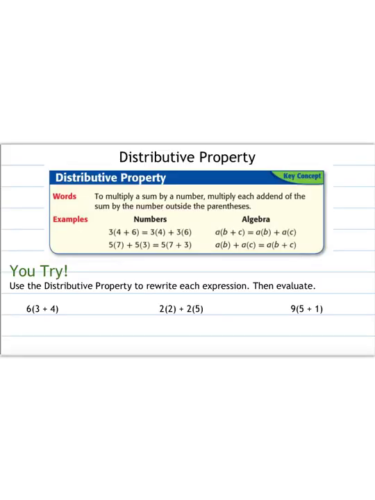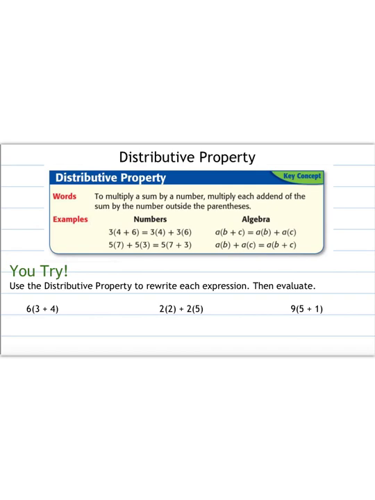All right, our first property here is the distributive property. If you think about the word distribute, like when I distribute something in class, I hand each person a piece of paper. So the definition of the distributive property is to multiply a sum by a number. You multiply each addend, okay, each number that you're adding of the sum by the outside number of the parentheses.